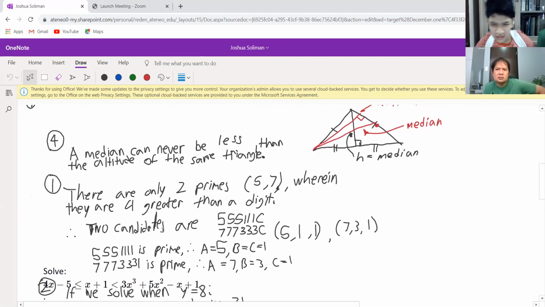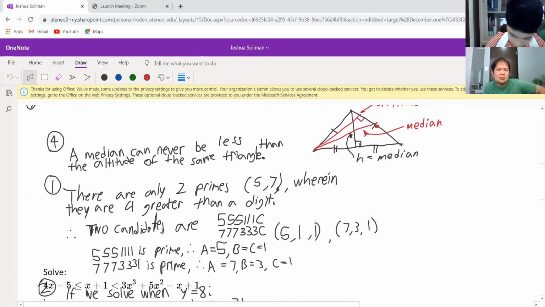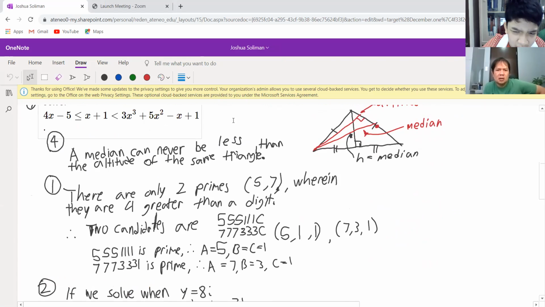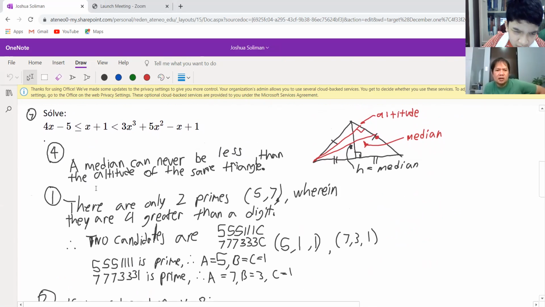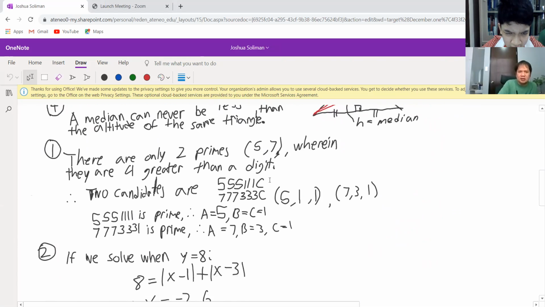Anyway, here. Can you see my screen? Yeah, I can see your screen, because you're sharing it. Okay, can you display your solution to number 1? Put it in the center. In the meantime, I'll just read the problem statement from my OneNote here.